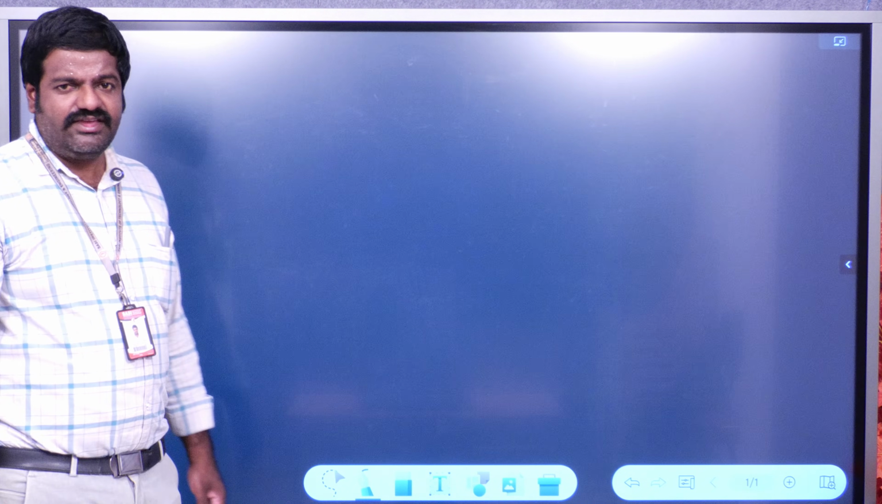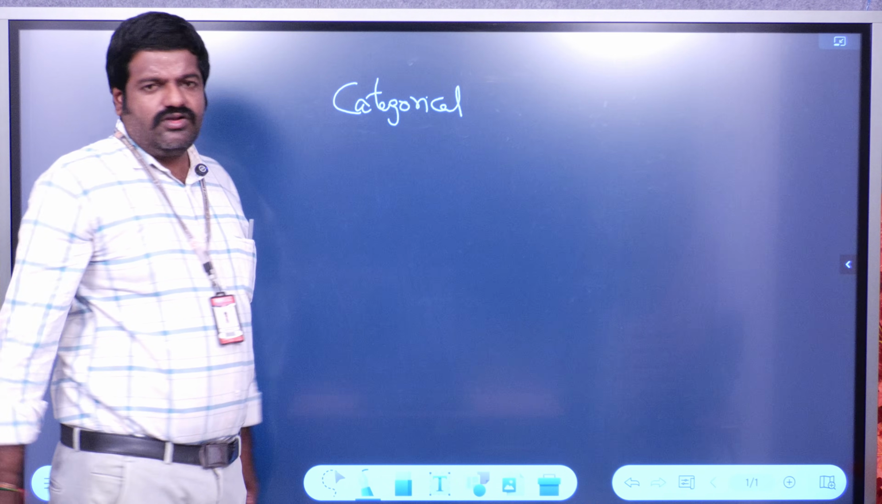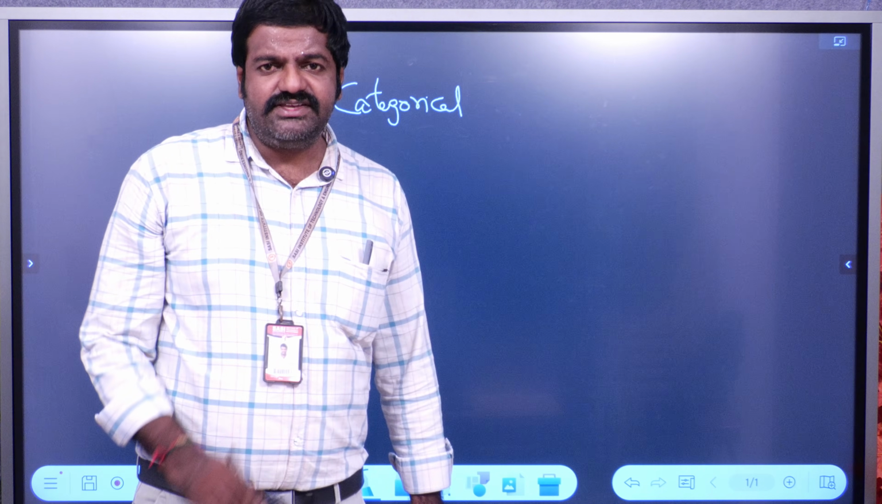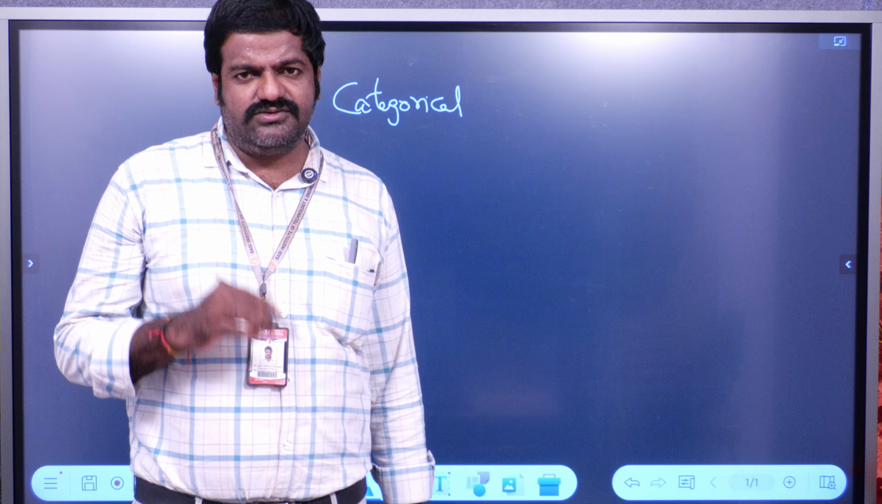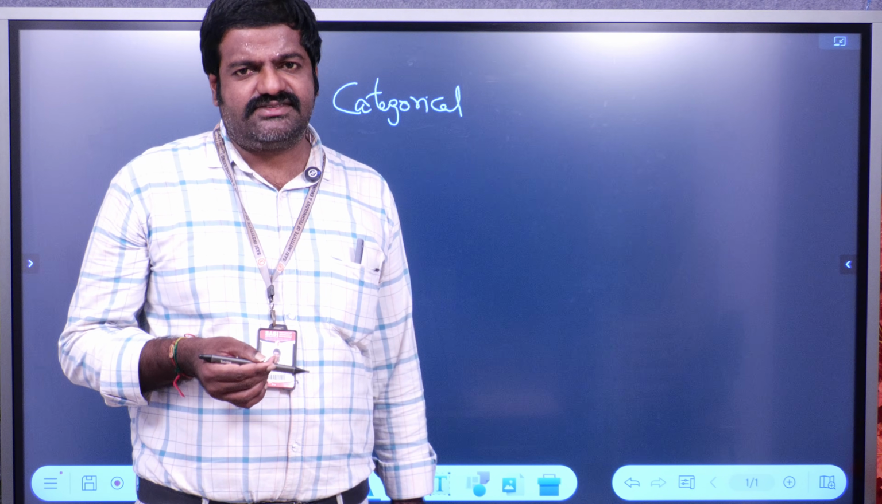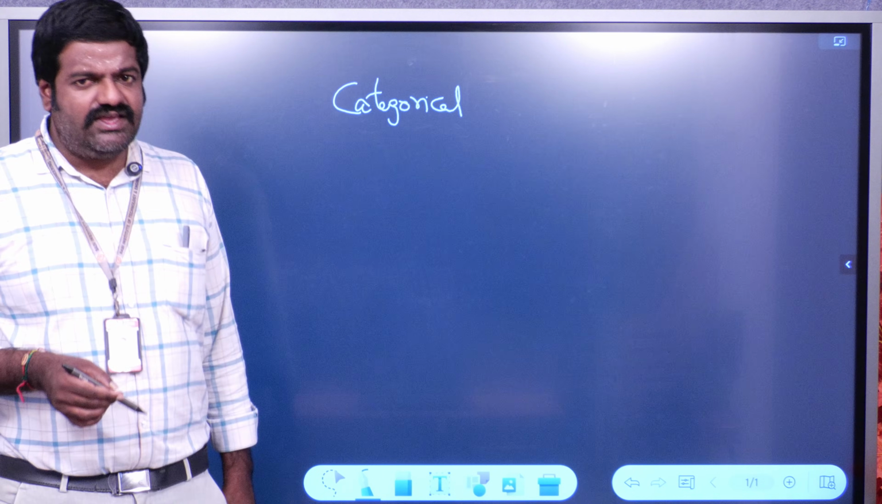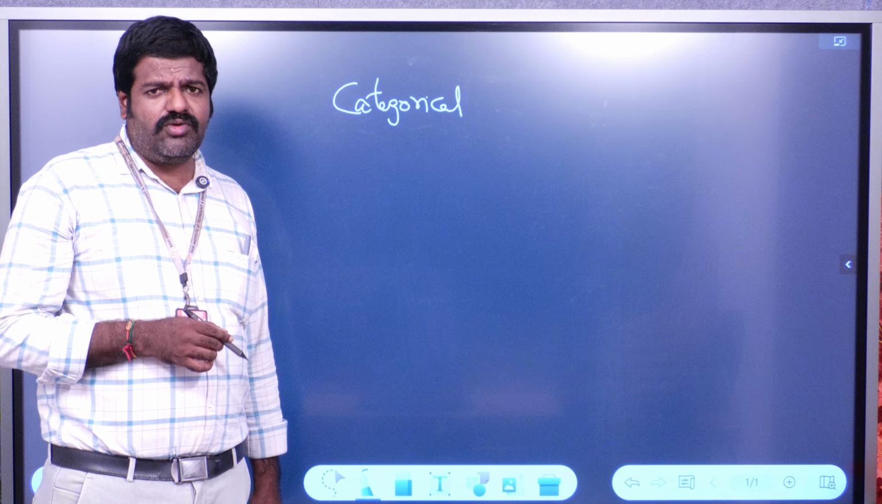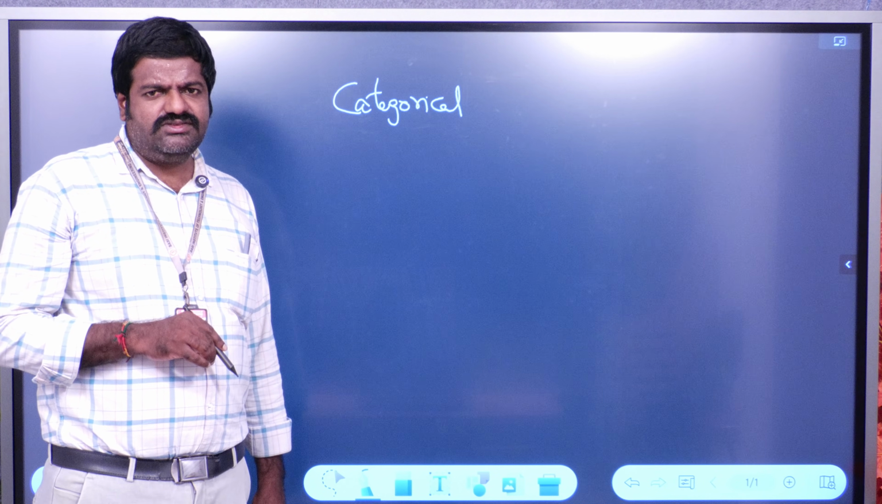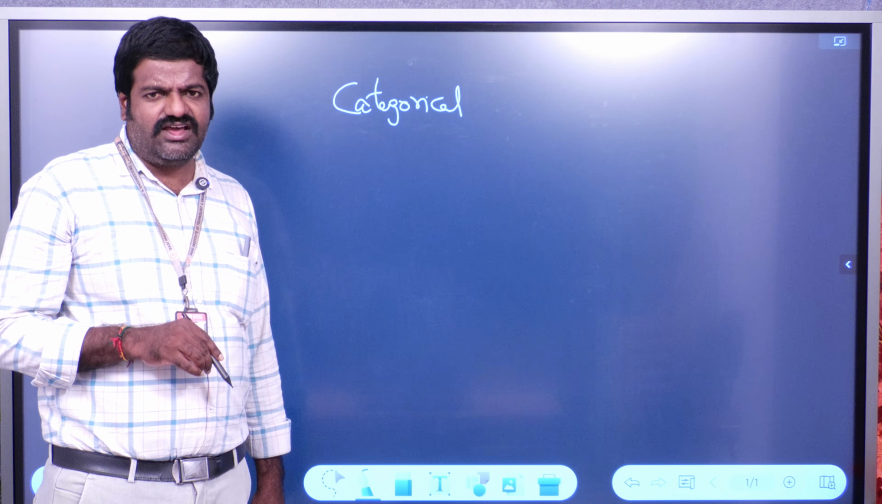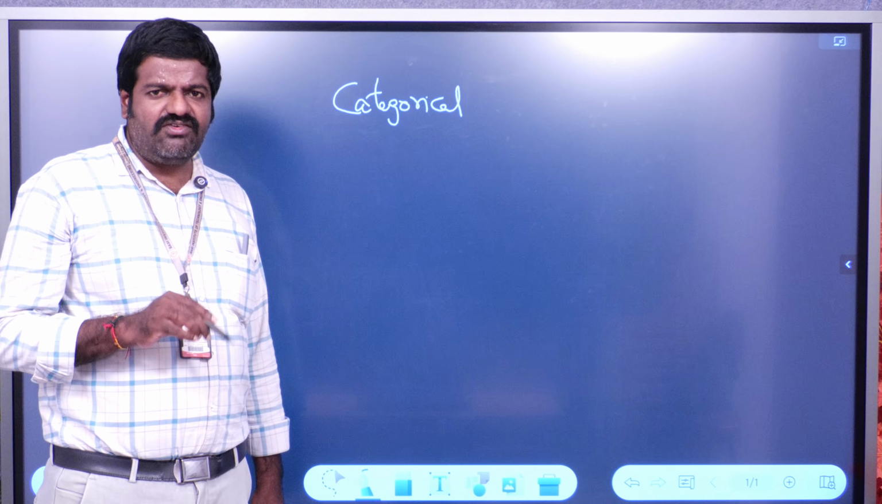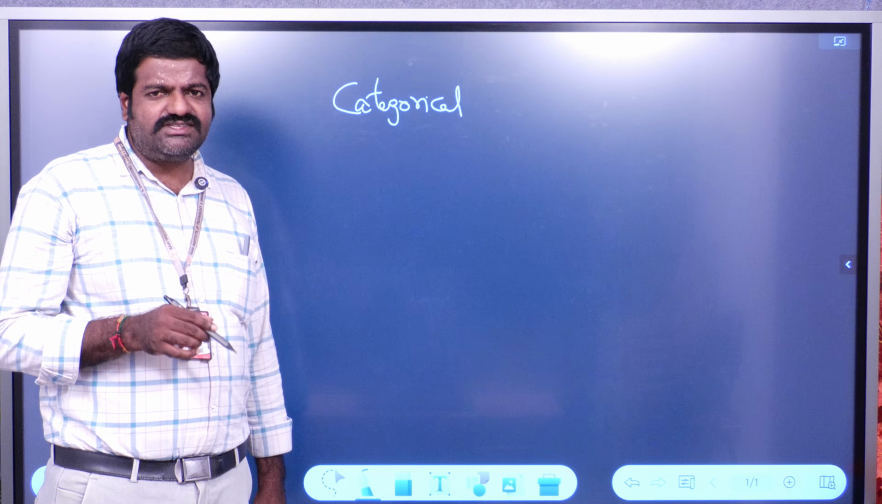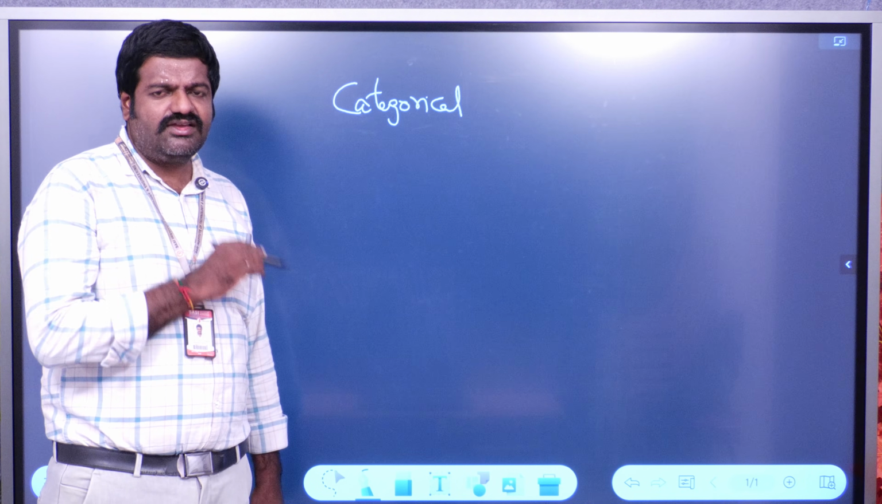Coming to the next category, categorical data. As I already told, categorical data is having limited number of possible values. Those are called categories. For example, grade, which is having limited number of possible values, 7. Even if you consider 1 lakh students data, if you consider the grade, only 7 values will be repeated. So there are only 7 categories. So that comes under categorical data.